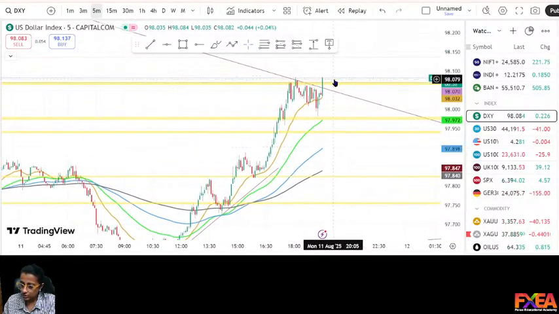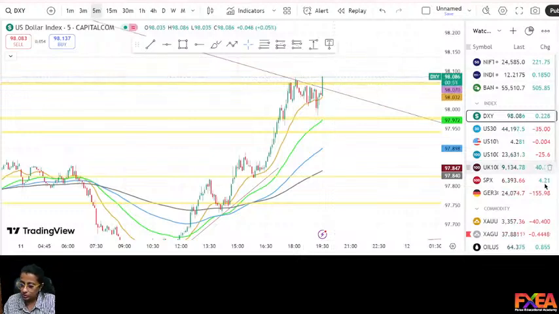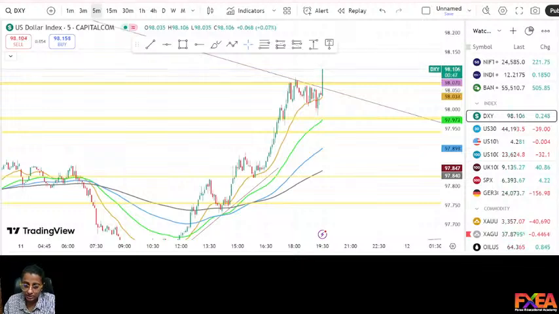DXY is showing a long green candle, and it has crossed the zone. So I am expecting a redness in gold. That is why I took a small risky trade in this zone area.